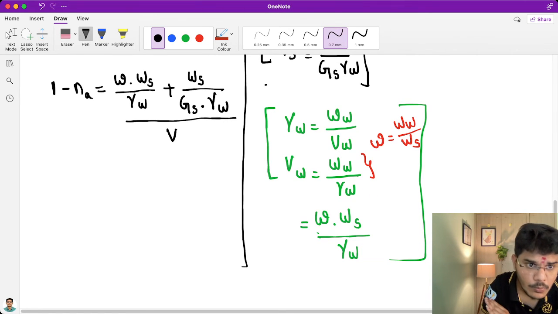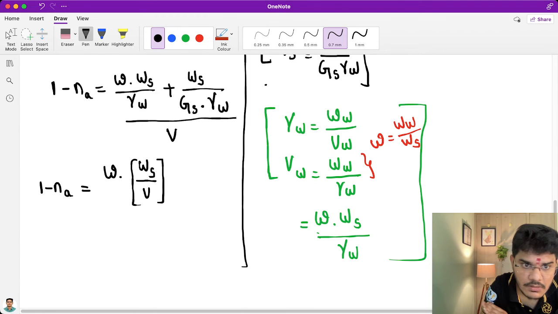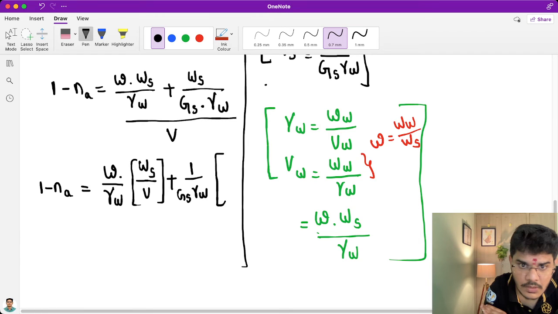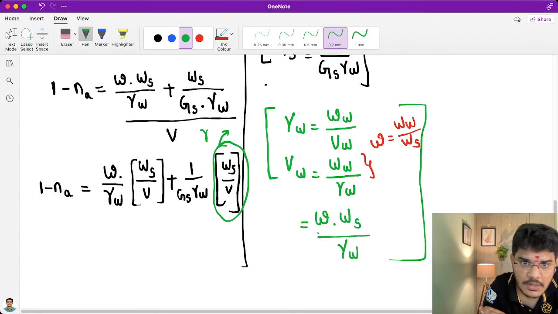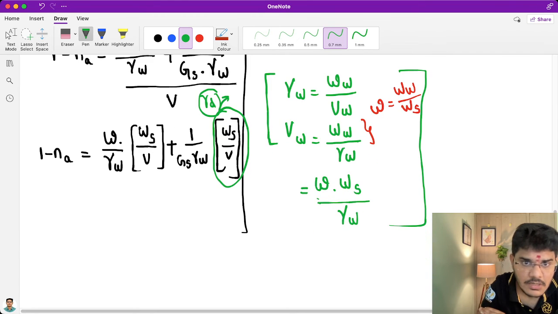So the next step will be 1 minus n_a is equal to. I am giving this volume to here as well as here. So water content into Ws by V, here gamma w is there, plus 1 by Gs gamma w into Ws by V. This Ws by V is nothing but gamma d. So in place of Ws by V I can write gamma d.